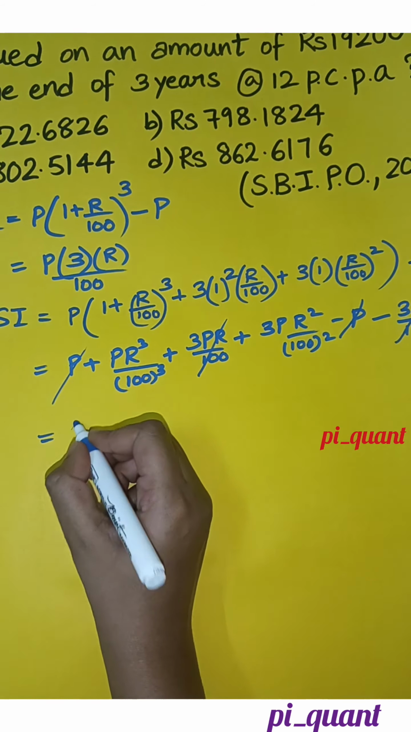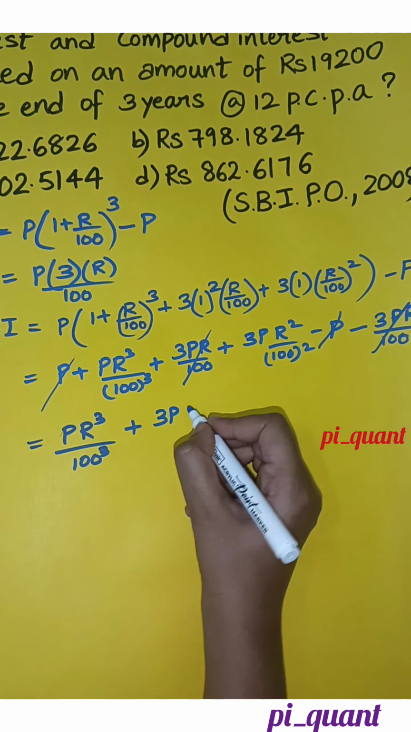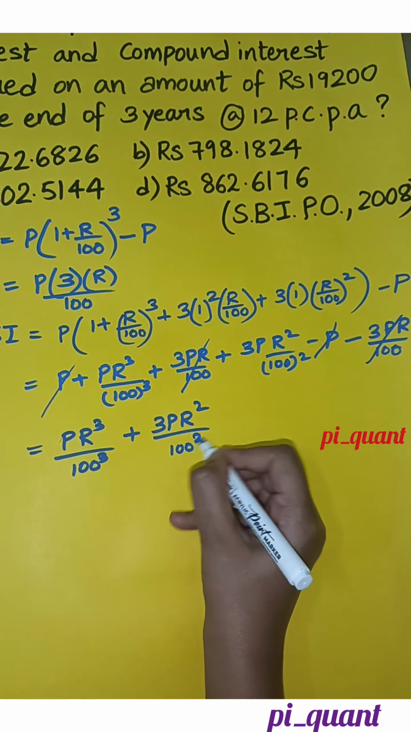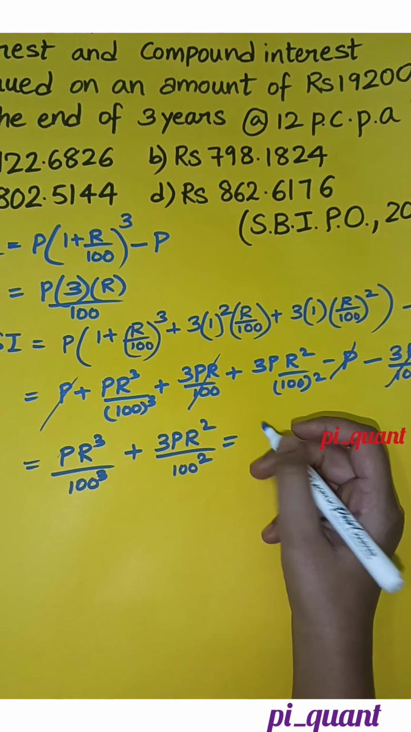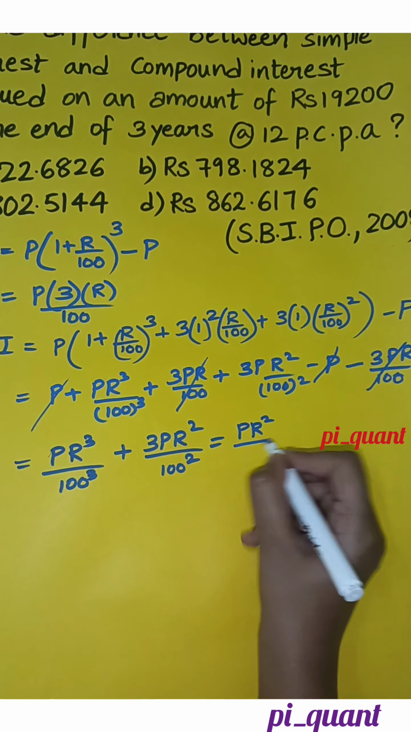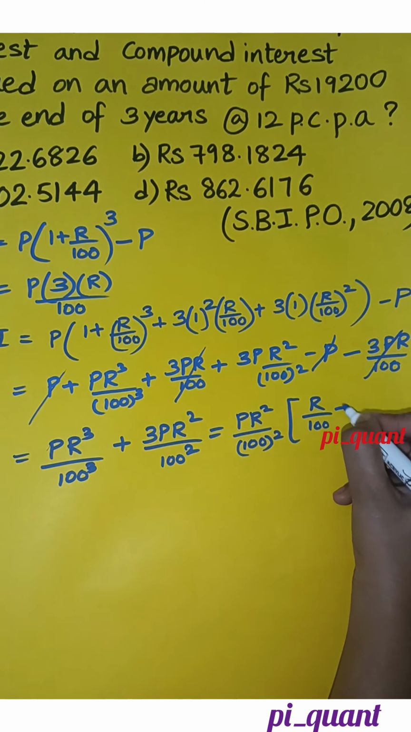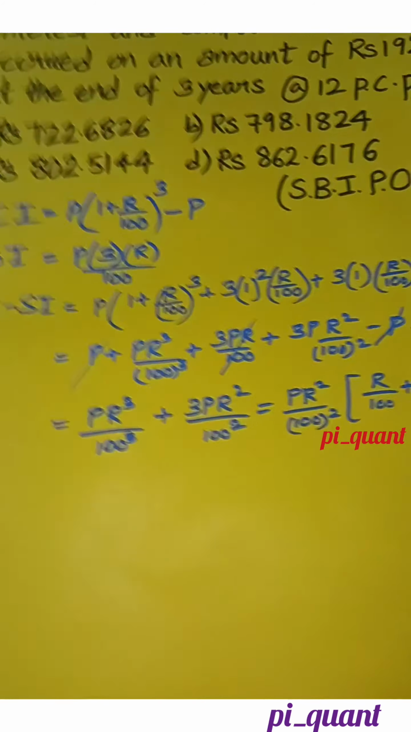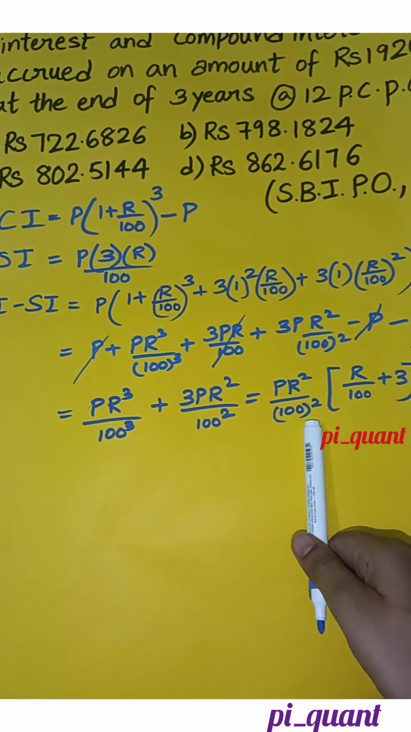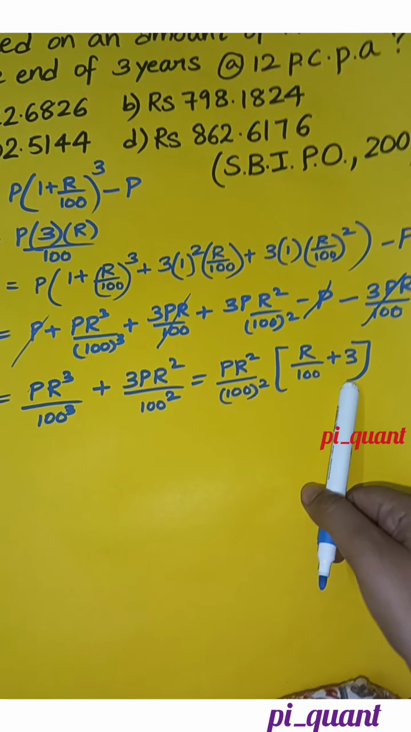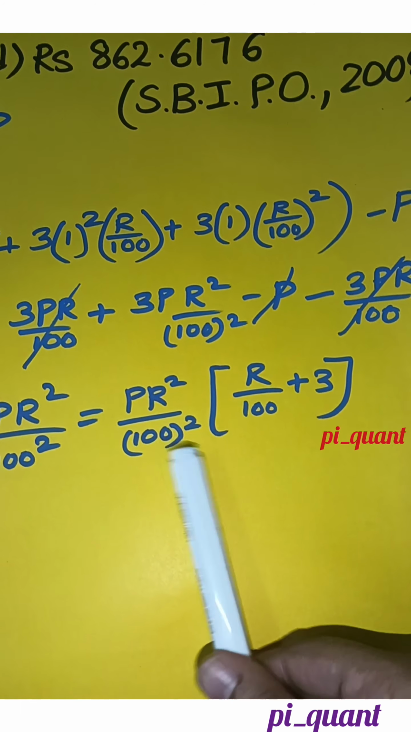So we are left with Pr cube by 100 cube plus 3Pr square by 100 square. So if we take the common terms, we get Pr square by 100 square. If we take common, we are left with r by 100 plus 3. So it is better to remember this formula, the difference between compound interest and simple interest for 3 years. This is the formula, P r square by 100 square bracket r by 100 plus 3.